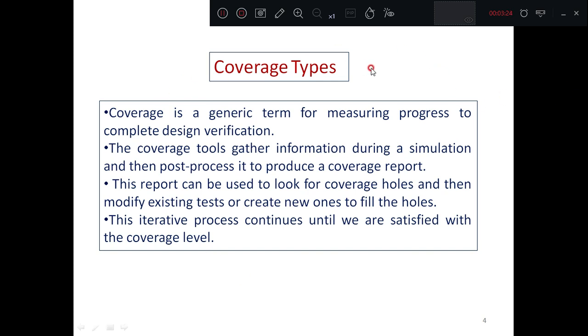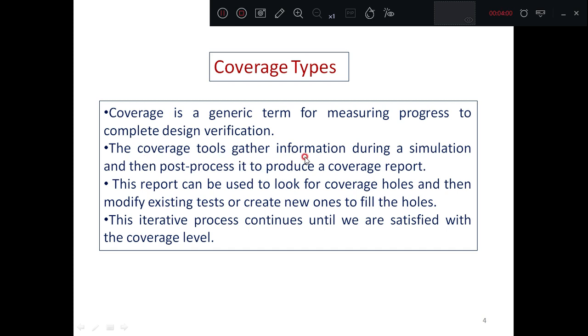Now, what are the coverage types? Coverage is a generic term for measuring progress to complete design verification. It is basically for design verification. Coverage means we need to find out how much coverage has been completed for a particular design. So functional coverage of 100% indicates that all the functionality of the design has been covered.